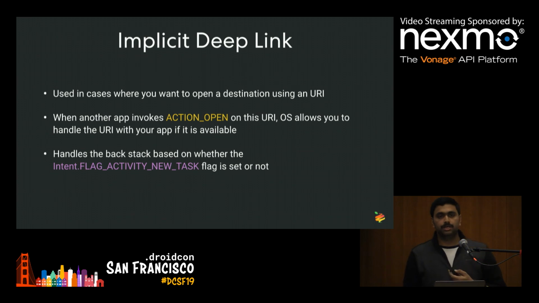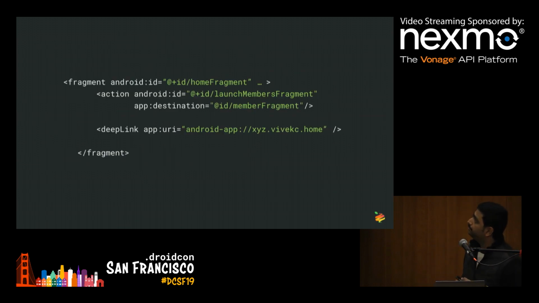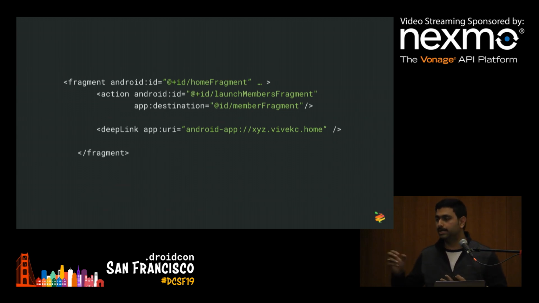Implicit deep links are supported by navigation components as well. We used to do that with intent filters in our manifest and then listening to the arguments that are passed. But this way is much easier and reduces a lot of boilerplate. What you simply do is you set deep link app URI and just say what URI you want to listen to, and that's about it. What you can also do is have placeholders over here. Placeholders are represented within curly braces. So if you're handling something that's a dynamic URL and you want to get some part of the URL out, then you can have that placeholder as well.